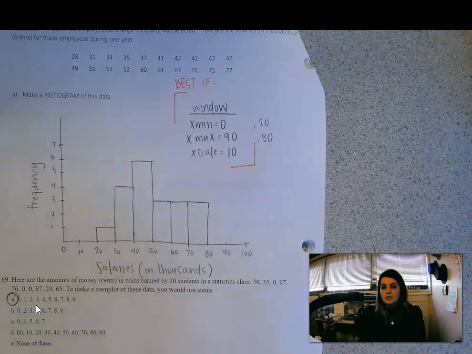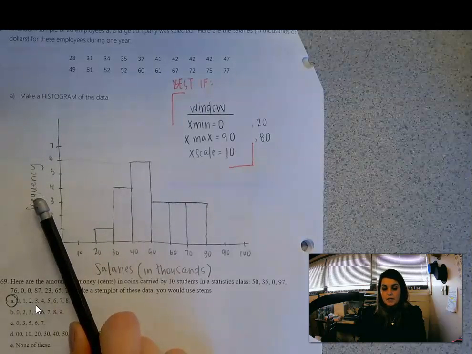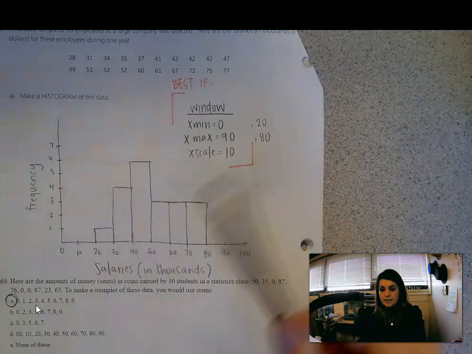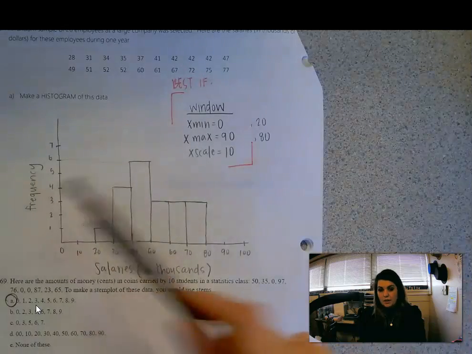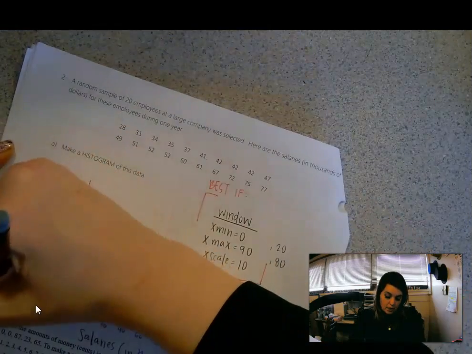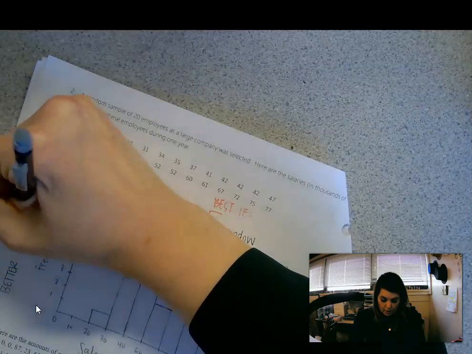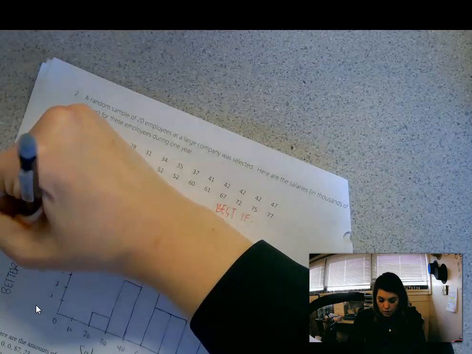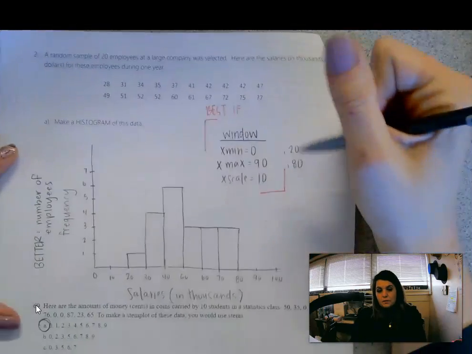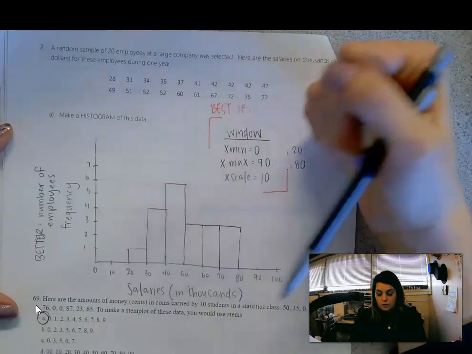Make sure that your axes are labeled. This would be better if I wrote number of employees. If you can add context, it's always better to add as much context as possible. So if I was grading my paper, I would write better, and then I would change it to number of employees, because that just shows I know the context of this problem. I know that when I say frequency, this really means one employee made between $20,000 and $30,000.